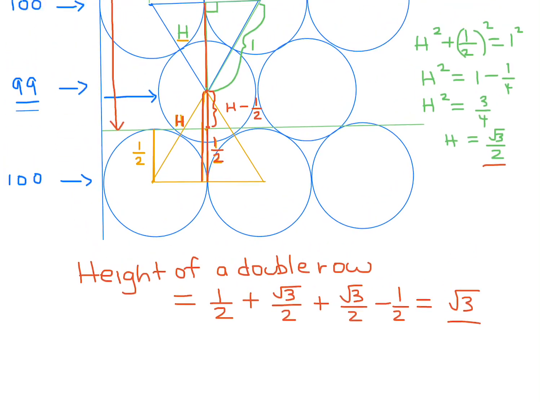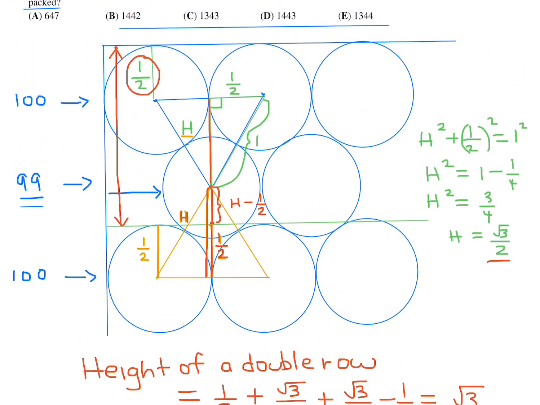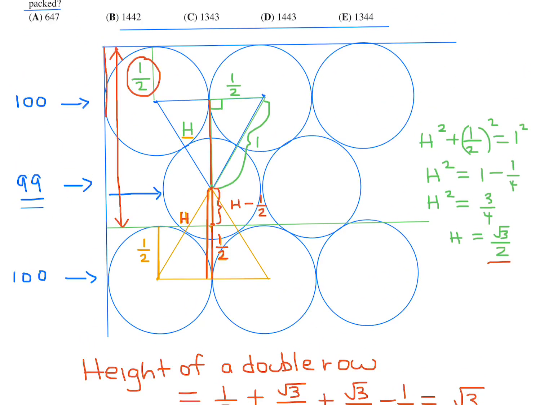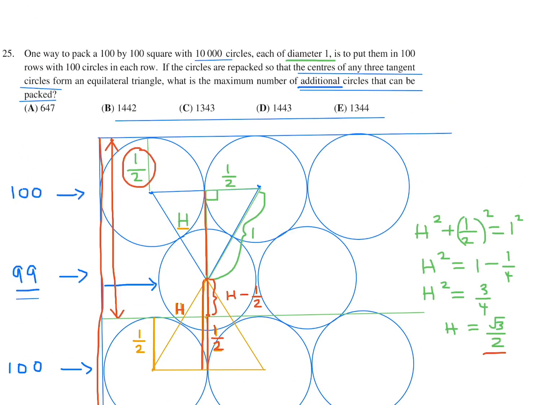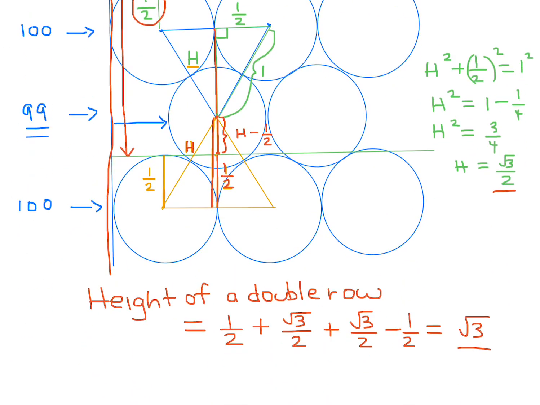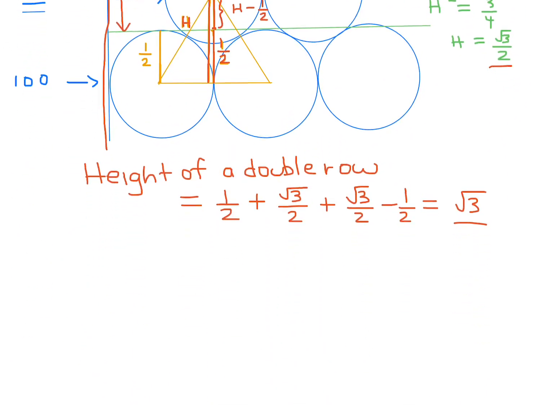Now what is the total length of this entire packaging? It's 100. They told you that, right? It's 100 by 100 square. So you have to fit in double rows of height root 3 into a height of 100. So how do you do that? Well, let's figure this out.